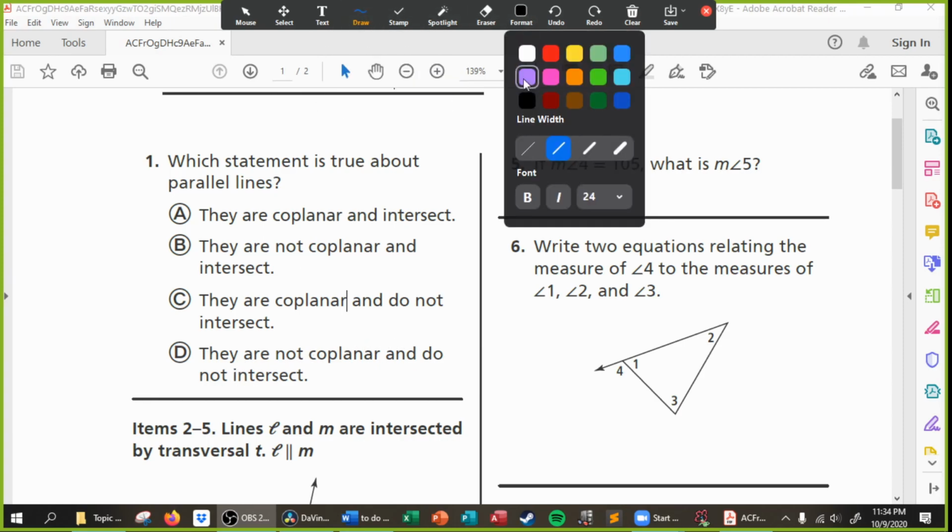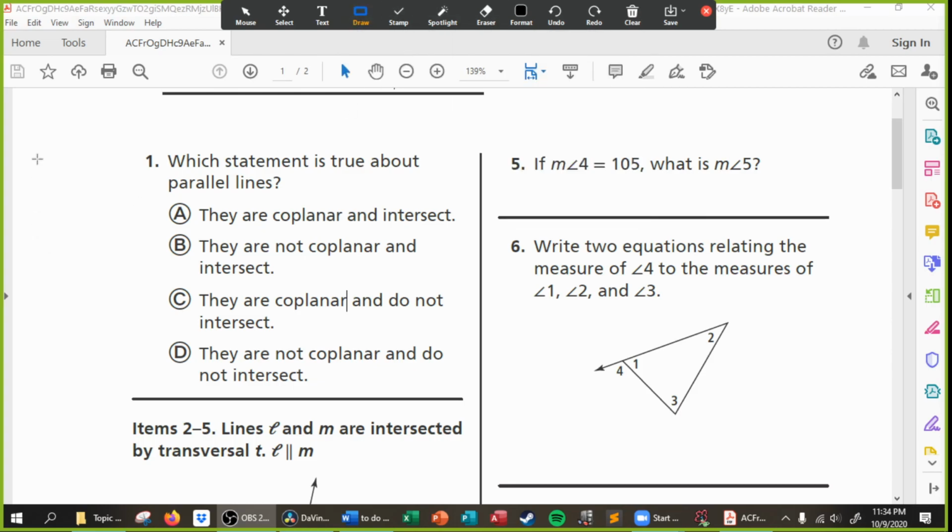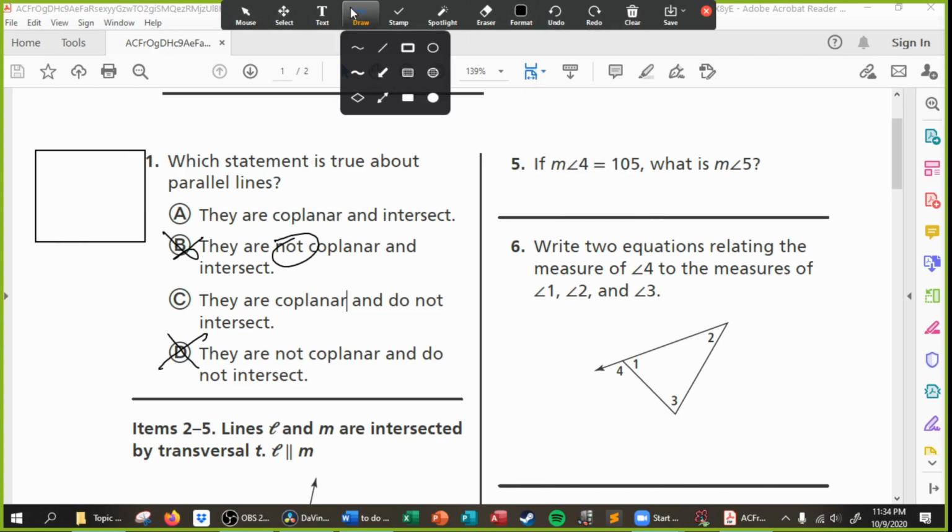So coplanar just means that they exist on a plane, which is just a flat surface. An easy way to think of a plane is a sheet of paper. So when we draw a line, it goes on a sheet of paper. So anywhere that it says not coplanar, I'm going to go ahead and rule that one out, because we know when we draw lines, they definitely have to exist somewhere. And when we graph them, it's on the X and Y axis. So they're on the same plane.